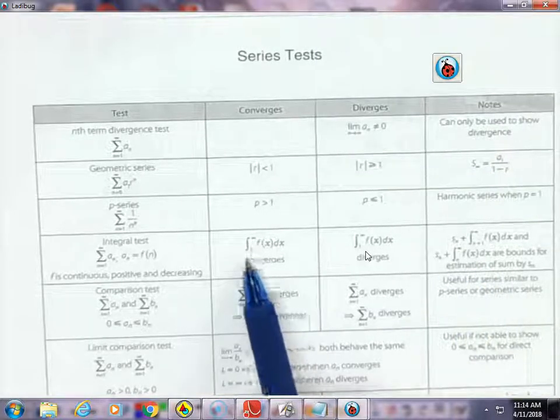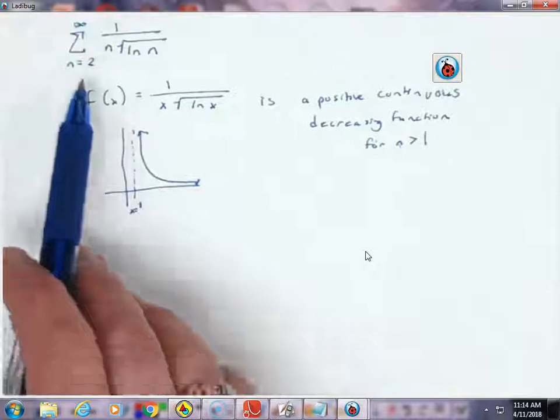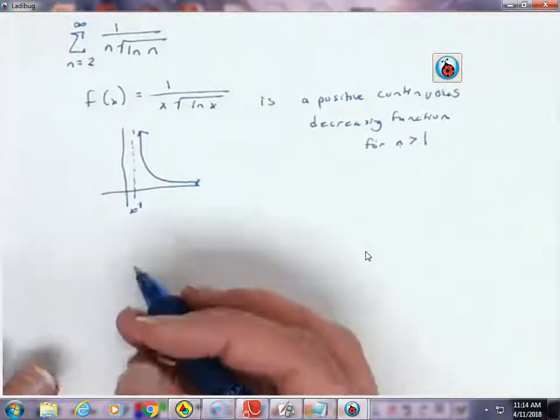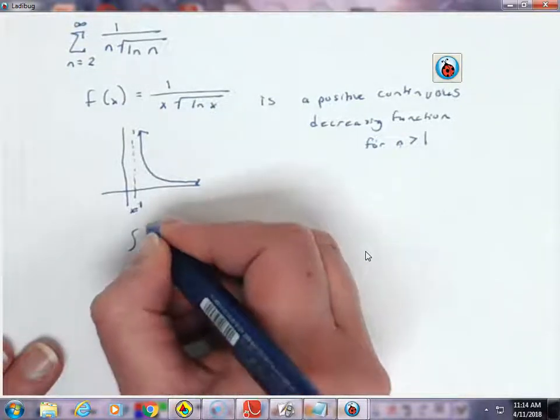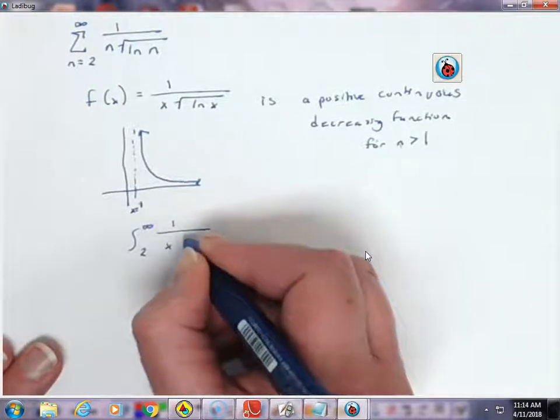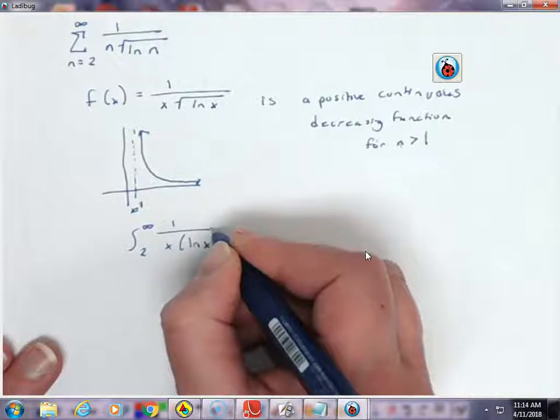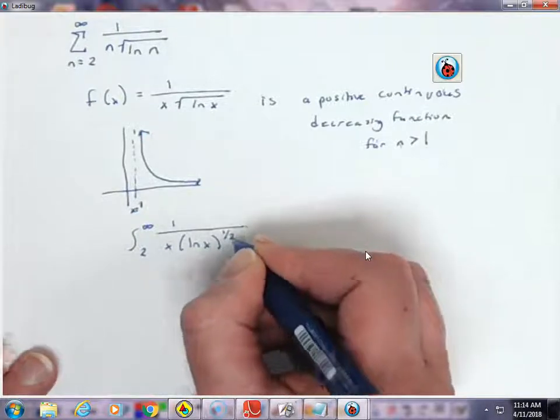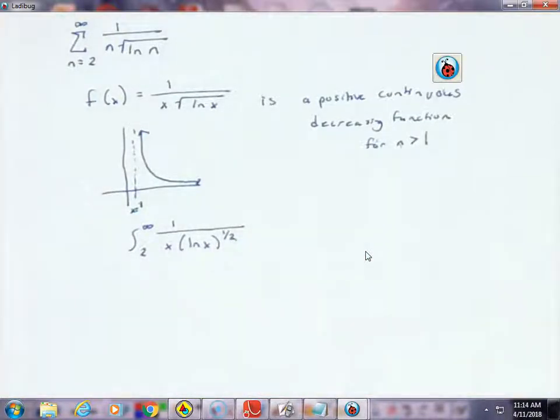Now this does say to integrate from 1 to infinity, but since my series is starting at 2, I'm going to go from 2 to infinity. So I'm just going to find the integral from 2 to infinity of this function. And I'm going to go ahead and write it as ln of x to the 1/2, because it's kind of leaning towards power rule for me.